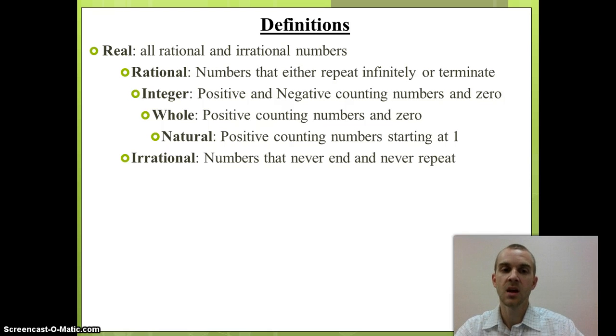as zero. Also, within the integers, we have a special group of whole numbers, which are just the positive counting numbers and zero. And then within the whole numbers are natural numbers, which are the positive counting numbers starting at 1. Now, if you're not rational, you're irrational. And that means that you go on forever in the decimals and you never repeat a pattern.